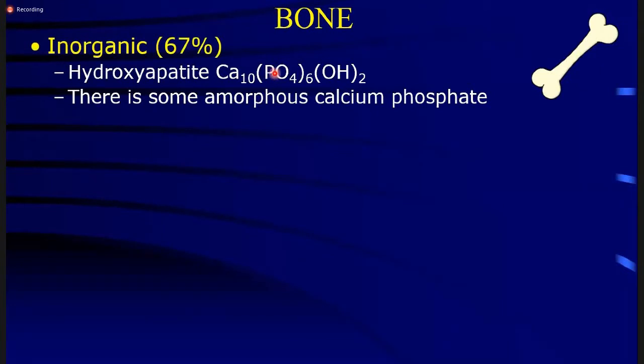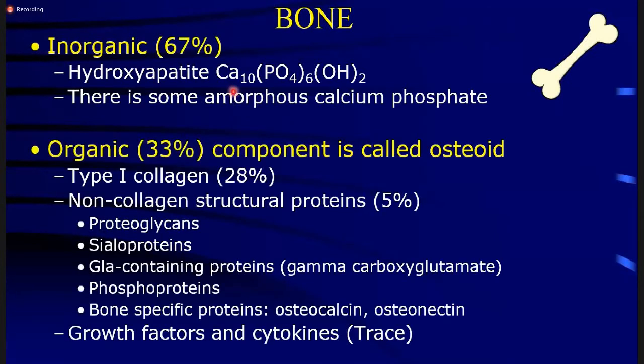So what you need to remember here is that bone is composed of two major parts, the inorganic and the organic. In the inorganic part we have calcium phosphates. There are some other amorphous calcium phosphate salts as well, but the major one is hydroxyapatite. Then the organic part makes up around 33% and is called osteoid. It is made up of type 1 collagen.